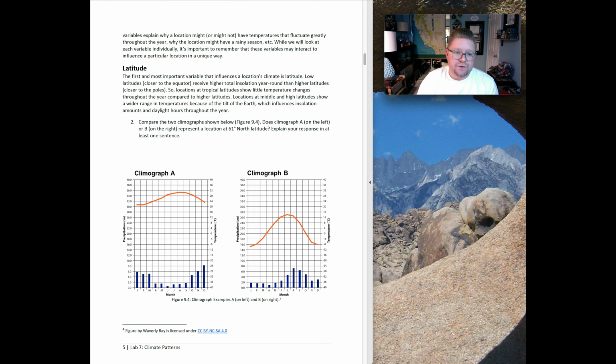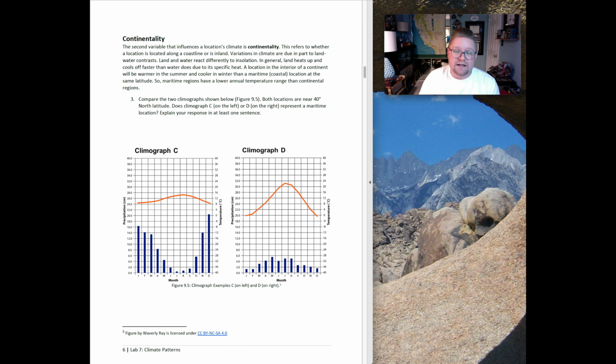So question 2 says, compare the 2 climate graphs below. Does climate graph A or B represent a location such as 61 degrees north latitude? Explain your response with at least 1 sentence. So based on the information provided above this lab about how latitude can contribute and affect climate, which one do you think would best represent that location?